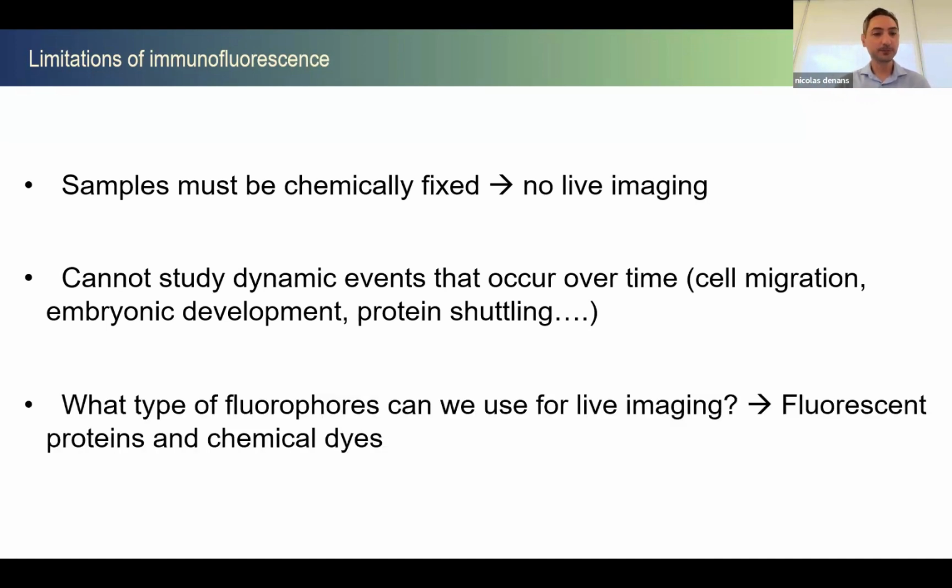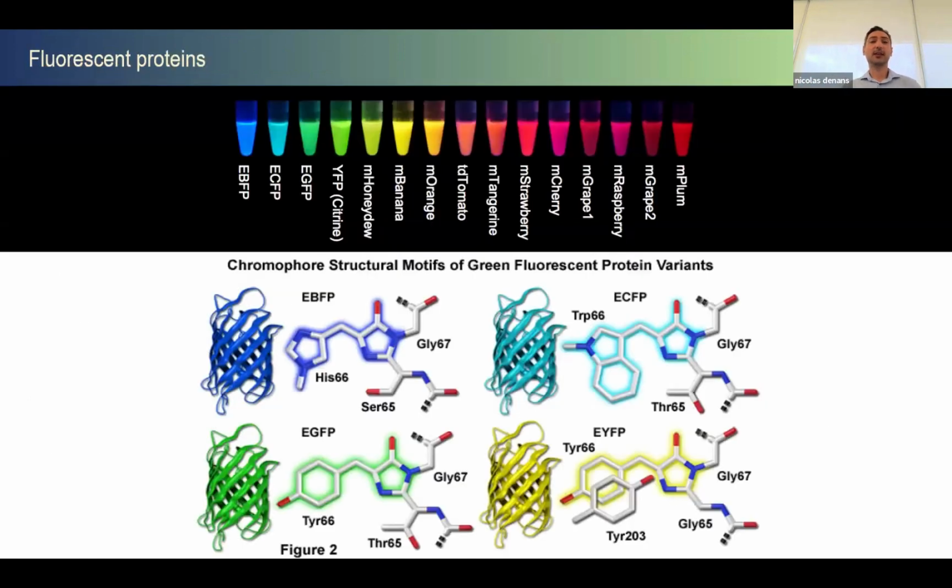And so if we cannot use these antibody-labeled fluorophores to do live imaging, which ones can we use? Well, we can use fluorescent proteins and chemical dyes. So let's start with fluorescent proteins. There are a lot of fluorescent proteins on the market, like a lot. And it's very, very overwhelming. And there is a new one coming every 2 months.